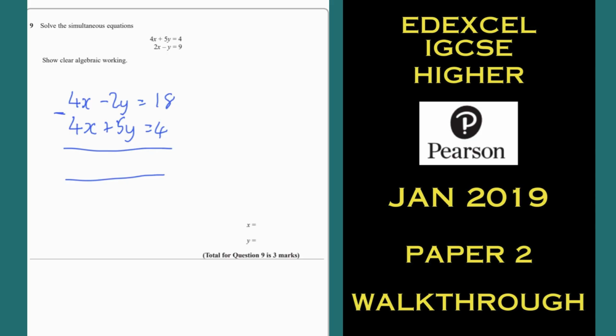So use your calculator at this point if you want. -2 take away +5 takes us to -7y. 18 minus 4 gives us 14. Divide both sides by -7. We get the value of y to be -2. I'll pick the bottom equation. 2x minus -2 equals 9. Subtract 2 from both sides and we're there. 2x is 7, so x is 7 over 2, or 3.5.